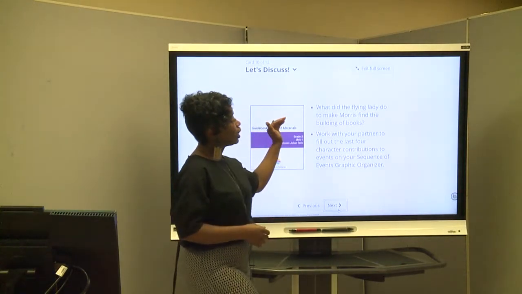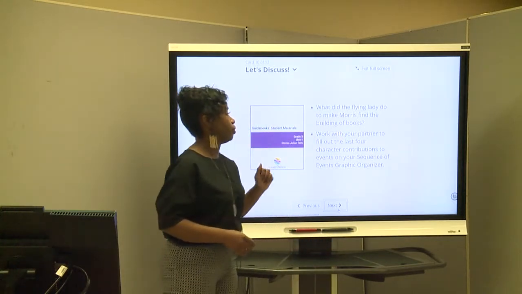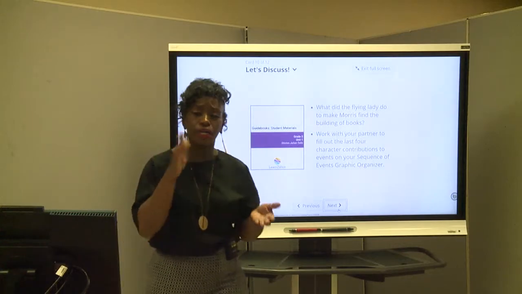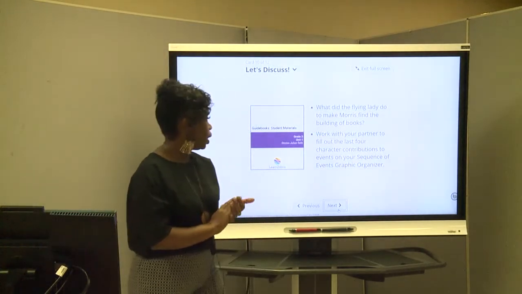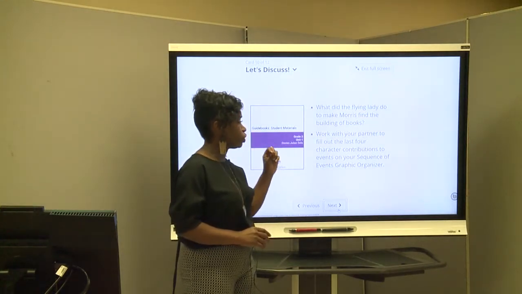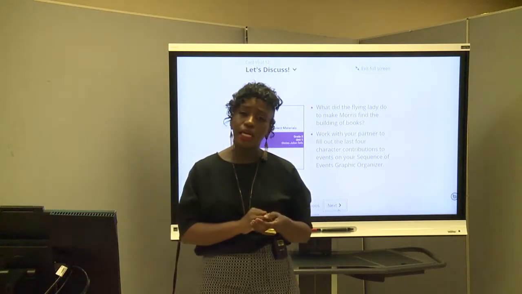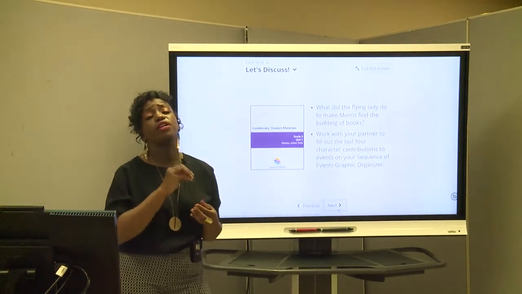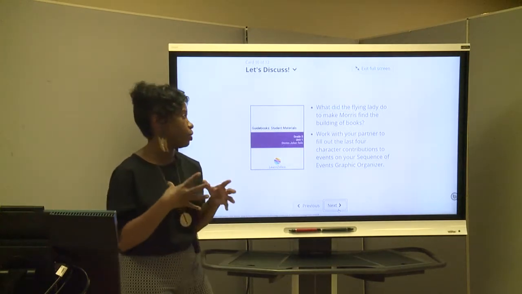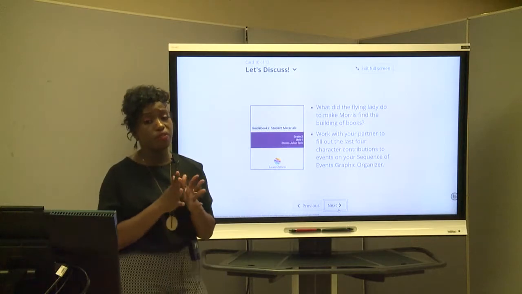So what did the flying lady do to make Morris find the building of books? Think about that in the story. Turn back to that page in the story, and you can work with your partner to fill out the character contributions part of your sequence of events organizer. The flying lady contributed to the part of him getting to that building full of books. As you work with your partner, look back in the story so you can fill in the character contributions part of your organizer.